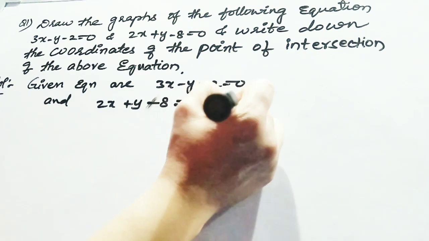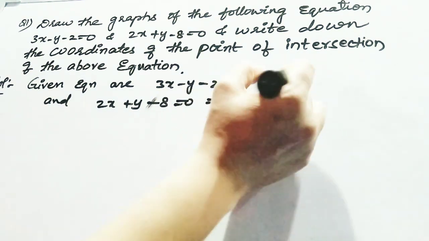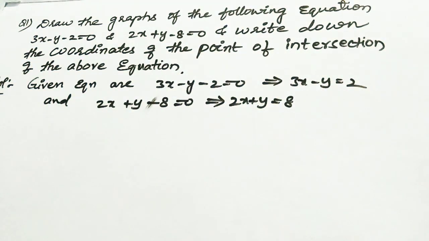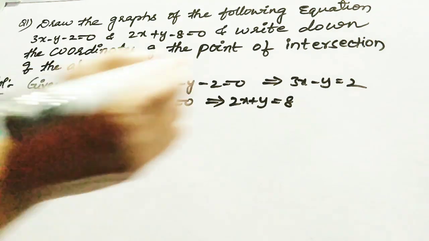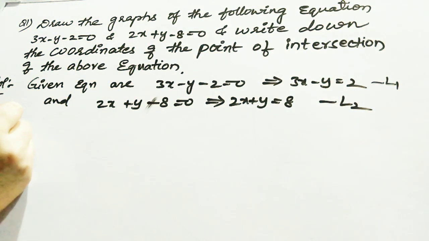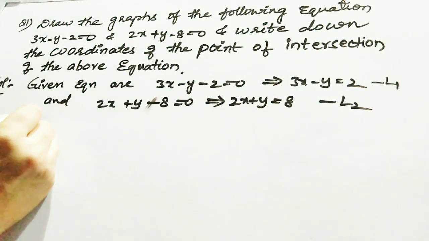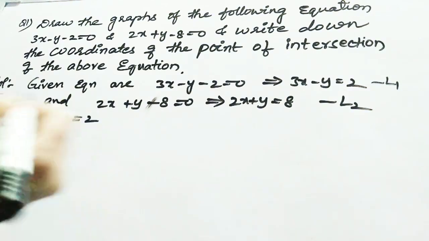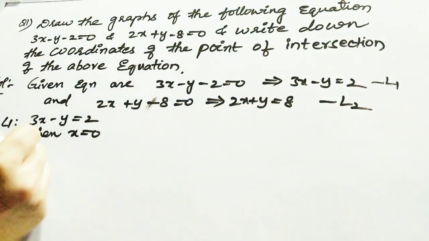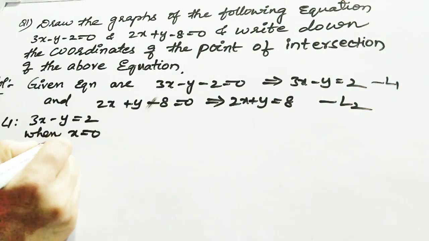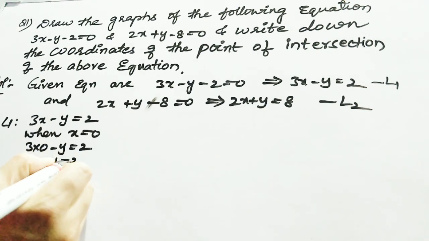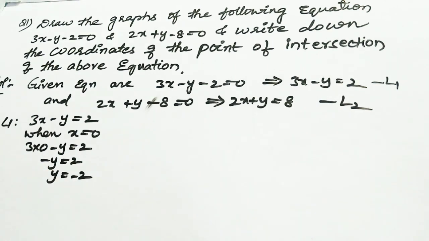You can write in this manner: 2x plus y is equal to 8, 3x minus y equal to 2. Find out the possible solutions for your equations. Let's take this one as L1 and this one as L2. What is L1? 3x minus y equal to 2. Let's take x equal to 0 and substitute in the equation: 3 into 0 minus y equal to 2, so minus y equal to 2, which means y equal to minus 2.